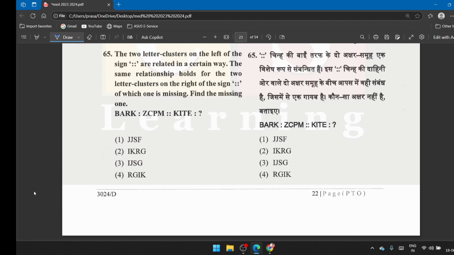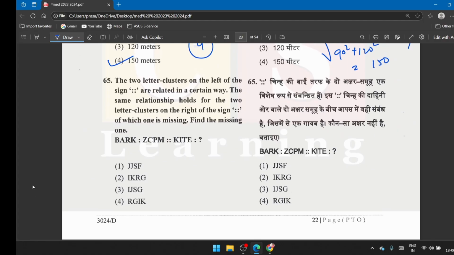Okay. The two letter clusters on the left of the sign are related in a certain way, and the same relationship holds for the two on the right. So BARK, how is this related? Now let's see. B minus 2 is Z. Similarly, A plus 2 equal to C. R minus 2 equal to P. K plus 2 equal to M.